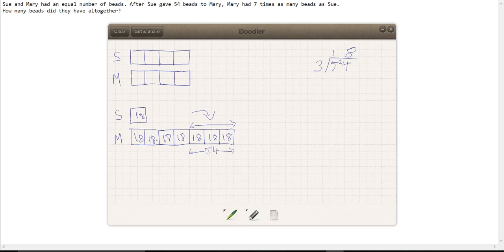They're all equal size. So if we want to work out how many beads there were altogether, we need to multiply 18 by the number of equal size parts, which is 8. So 18 times 8. Okay. Which gives us 144. So there were 144 beads all together.